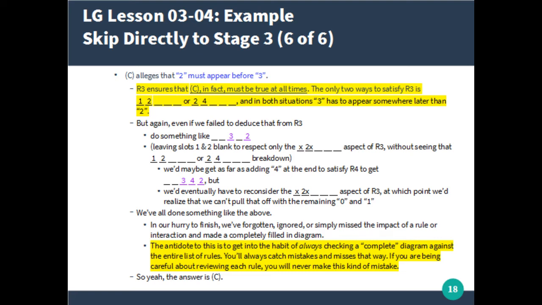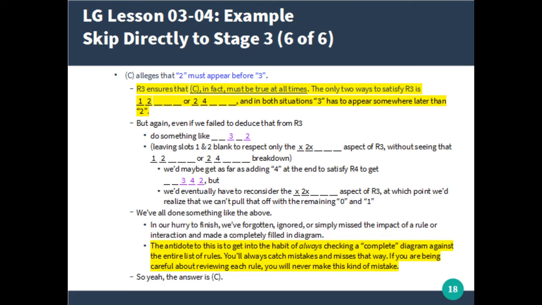We know so far from our work that the only 2 ways to satisfy Rule 3 are that 1 and 2 lead off, or 2 and 4 lead off. And in both situations, 3 has to appear somewhere later than 2. So in a 1-2 situation, 3 can only appear in slot 3, 4, or 5. Same thing with the 2, 4. The only place we could ever put 3 is somewhere in spot 3, 4, and 5. And in both cases, 2 is up front somewhere. So by Rule 3 alone, 3 has to appear somewhere later than 2.